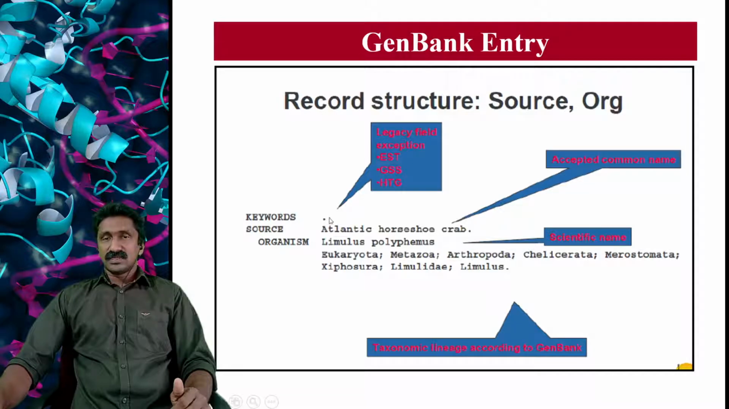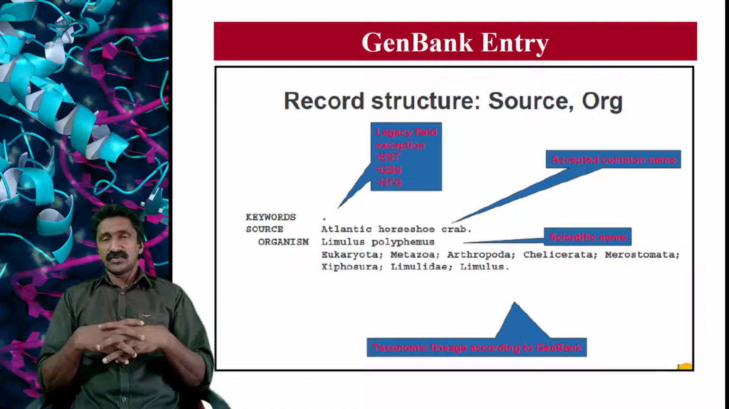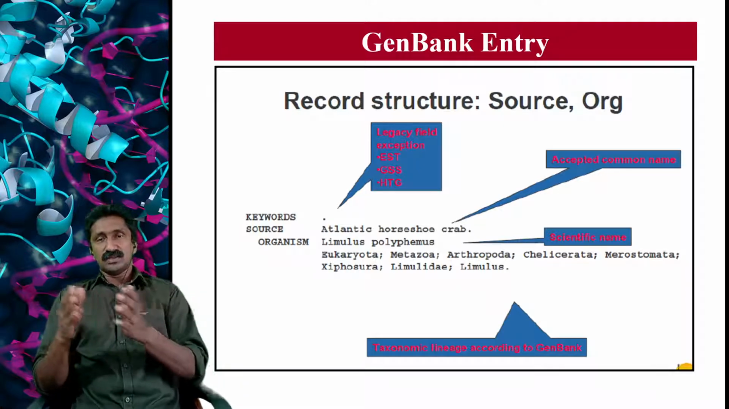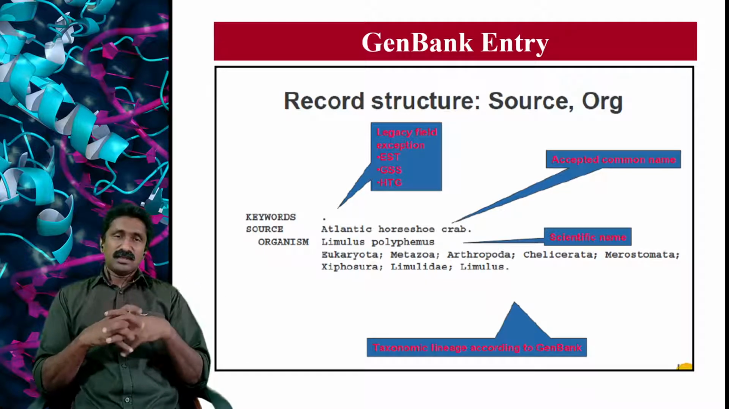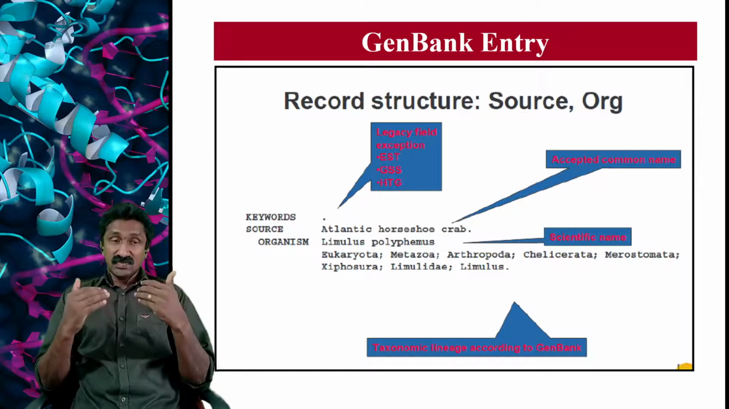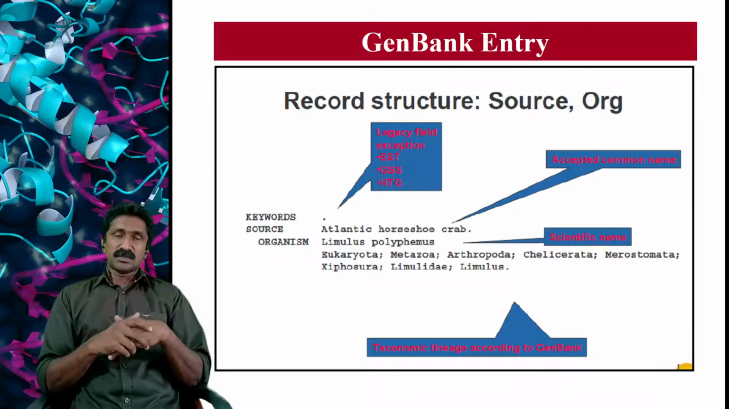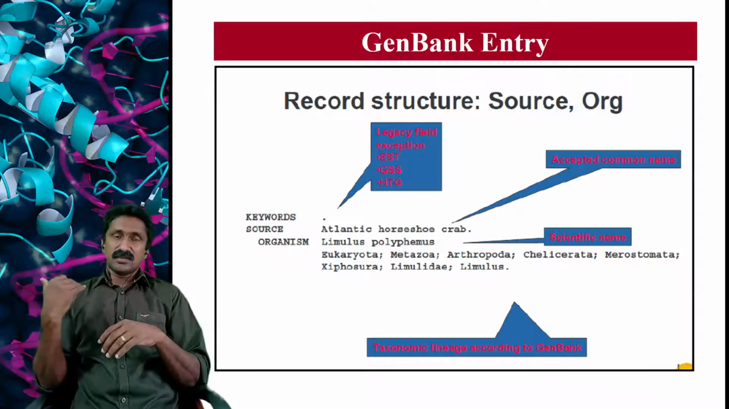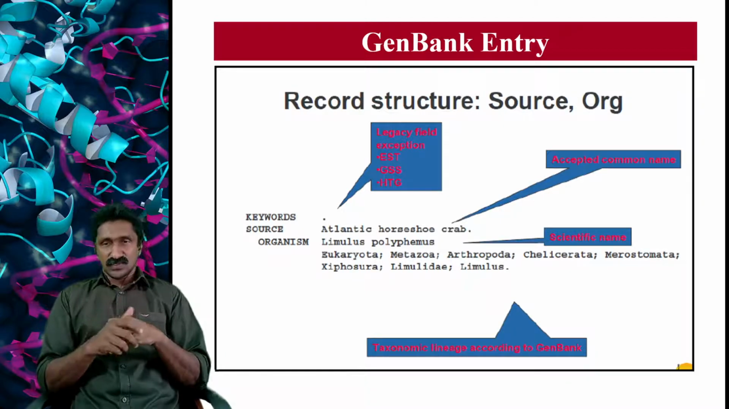Then keywords. If something is provided as a keyword, the search results will look for the keywords in this entry. For example, insulin or insulin gene, whatever you can type there. Keywords are what the search engine is looking for. And if you provide such a specific keyword, certainly if somebody else searches with that keyword, this entry will be listed in the search results.